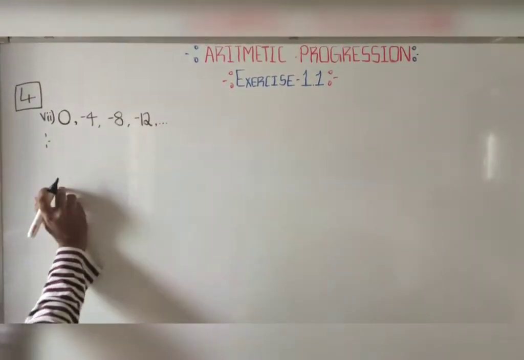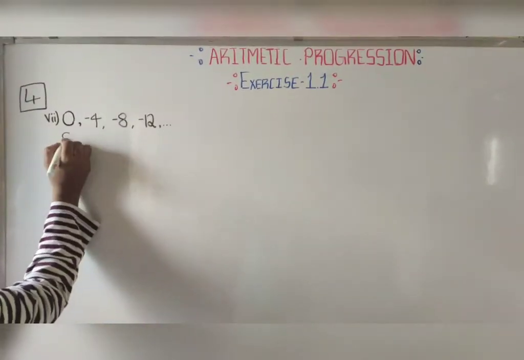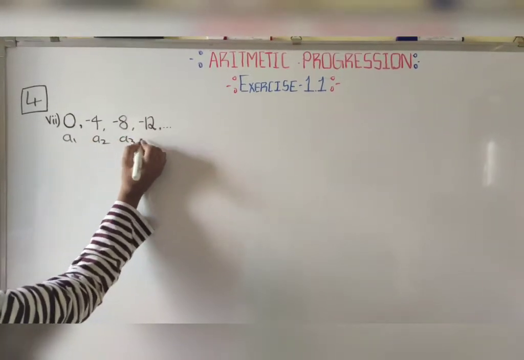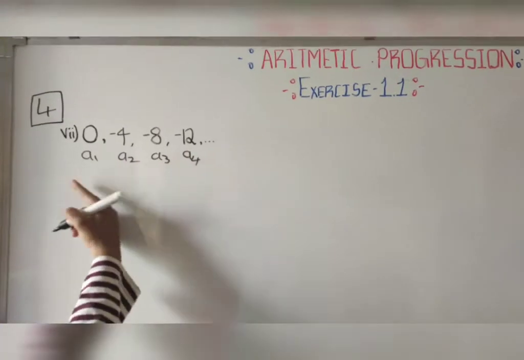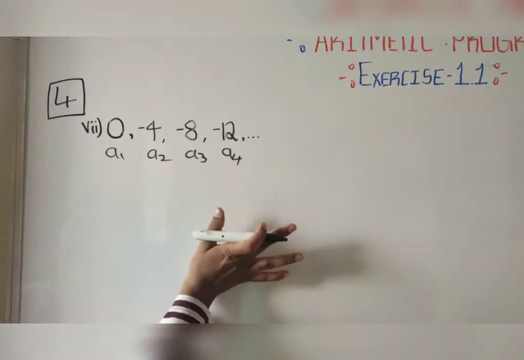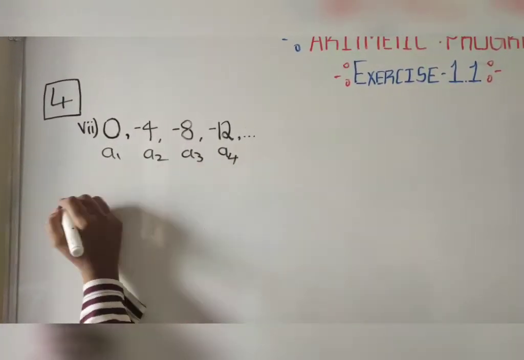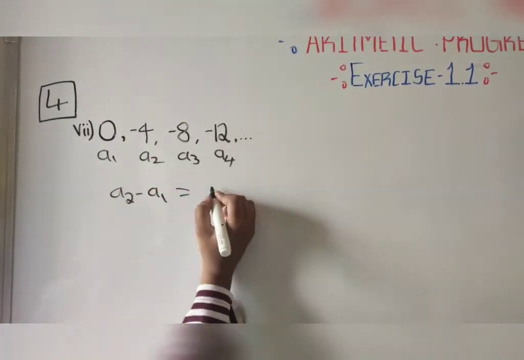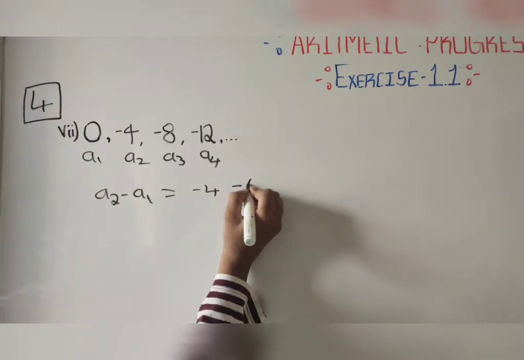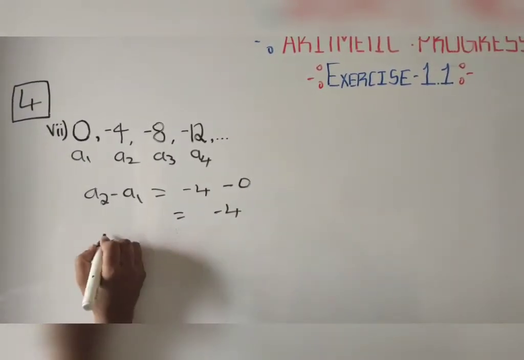Question: 0, minus 4, minus 8, minus 12, up to infinity. See here they have given a1, a2, a3, a4. We will check for the common difference. If the common difference is the same, then the given list of numbers is an AP, or else it is not an AP. Now we will check for the common difference. A2 minus a1. A2 is minus 4 minus 0. You are getting minus 4.